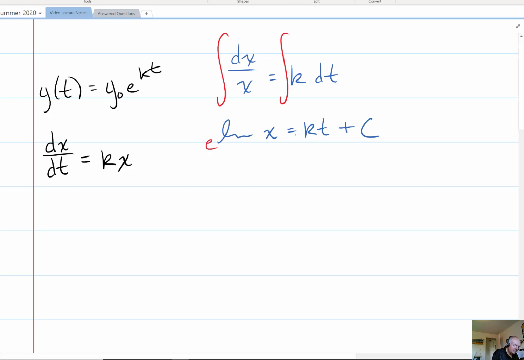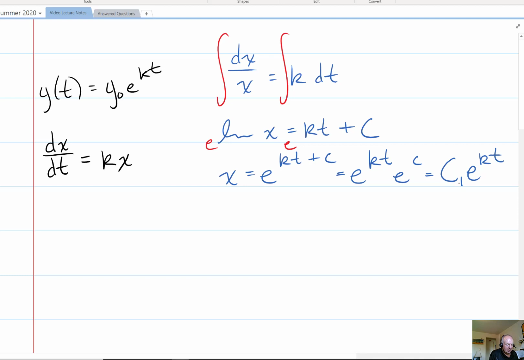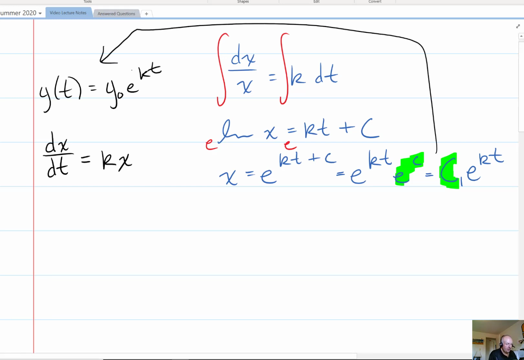We exponentiate both sides, leading to x equals e to the kt plus c, or e to the kt times e to the c, or like we've talked about before, c sub 1 e to the kt. And sometimes I just get lazy and call this c again, even though it's really just a constant. That's the point. But there's our exponential growth equation. Okay, so we have several of those situations that come from these differential equations.